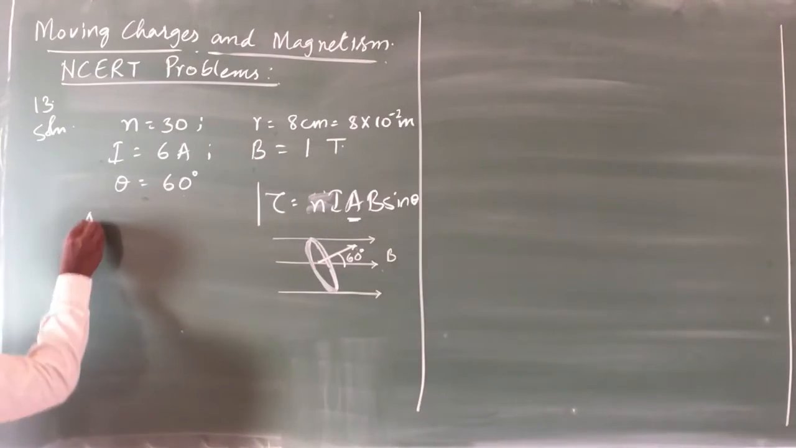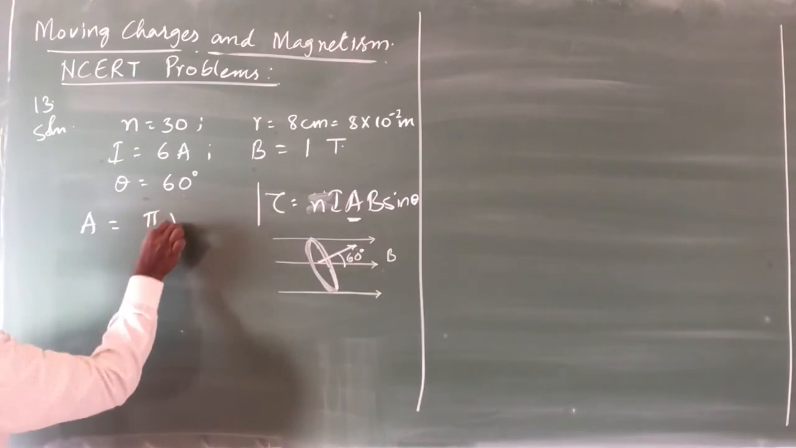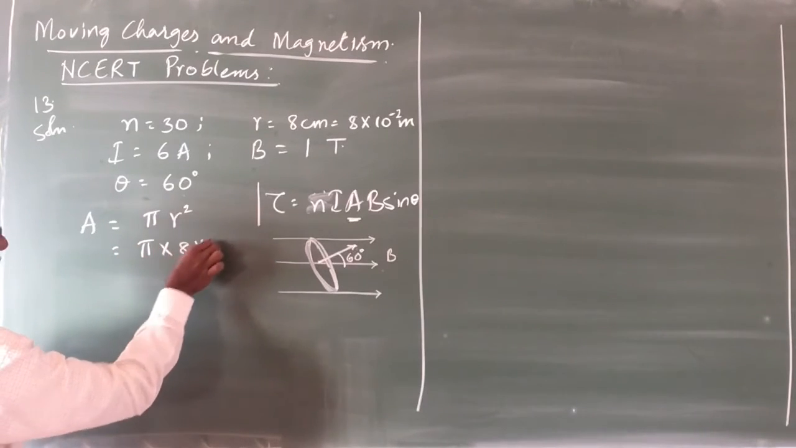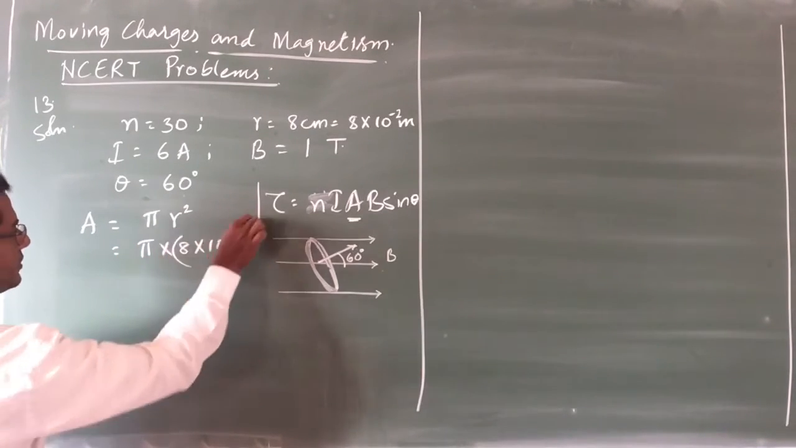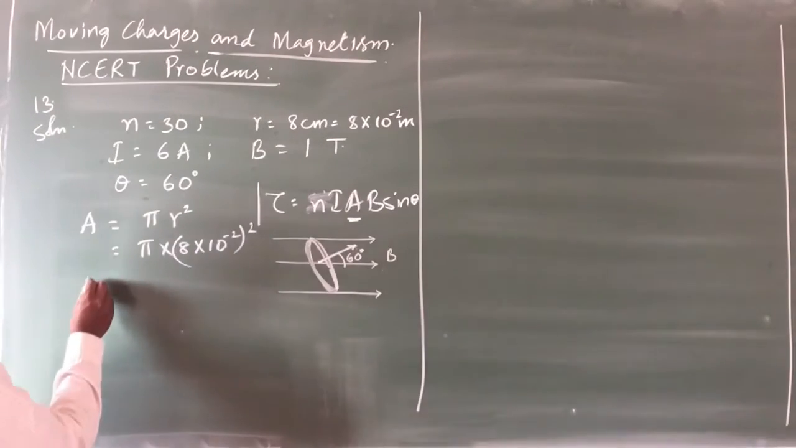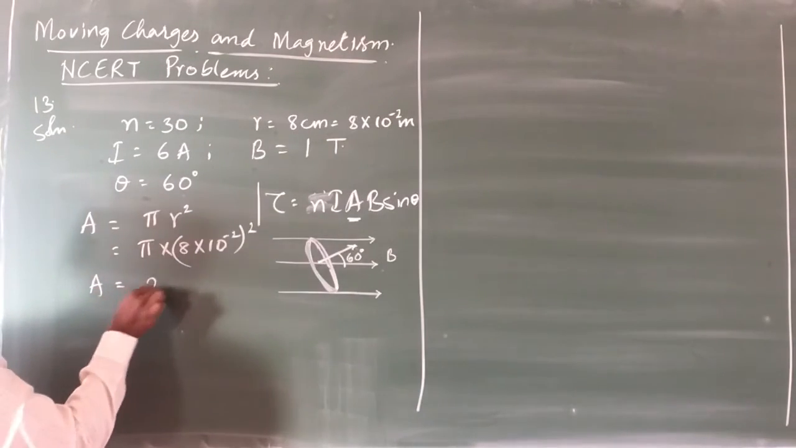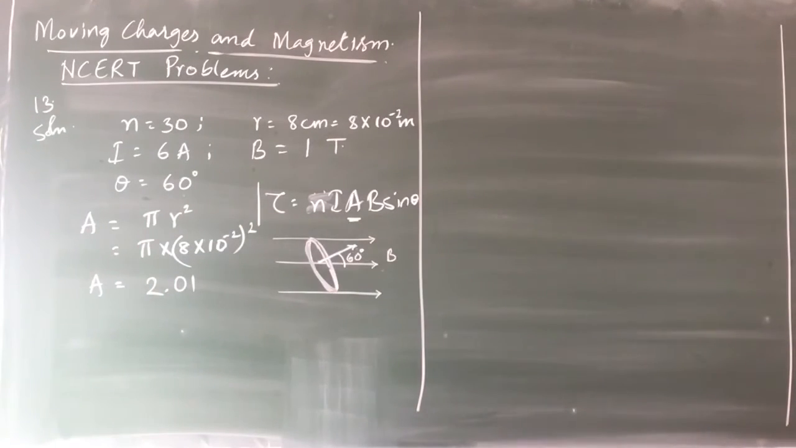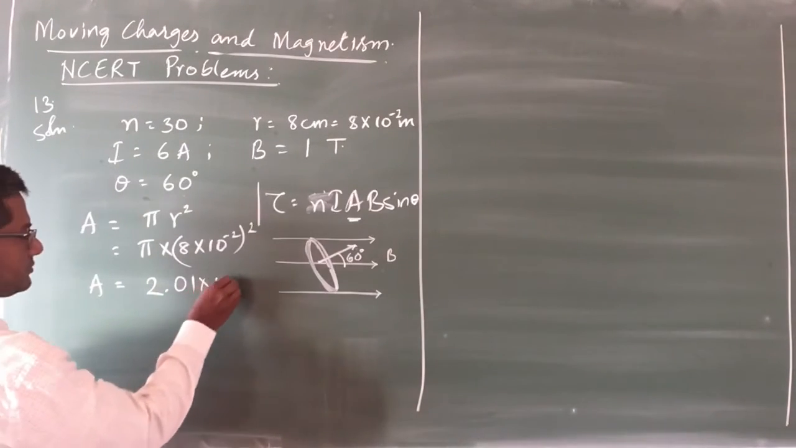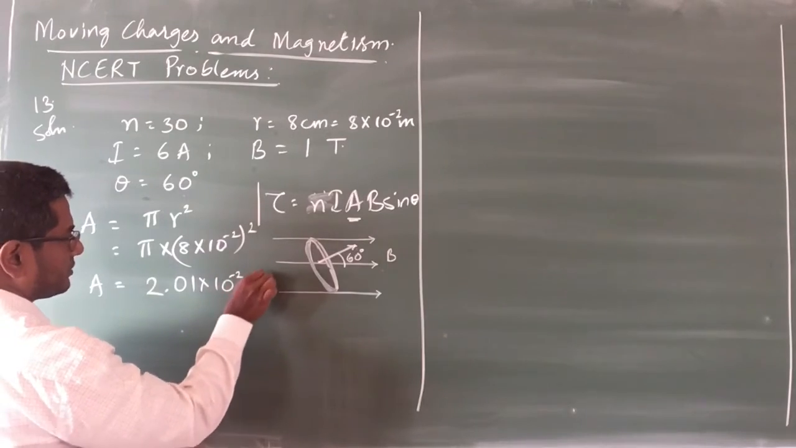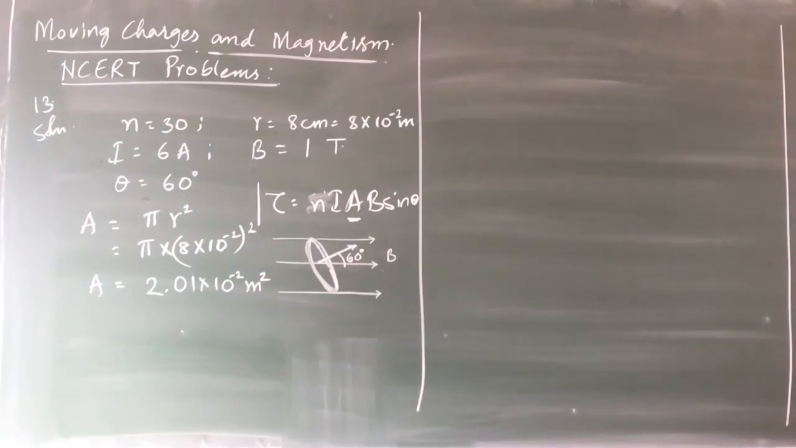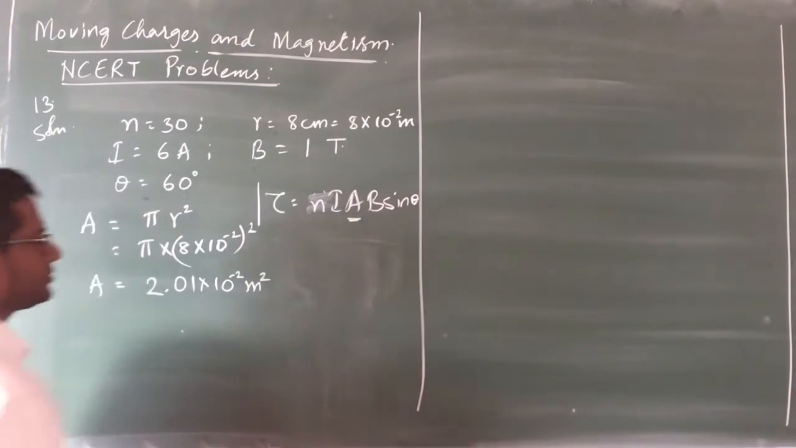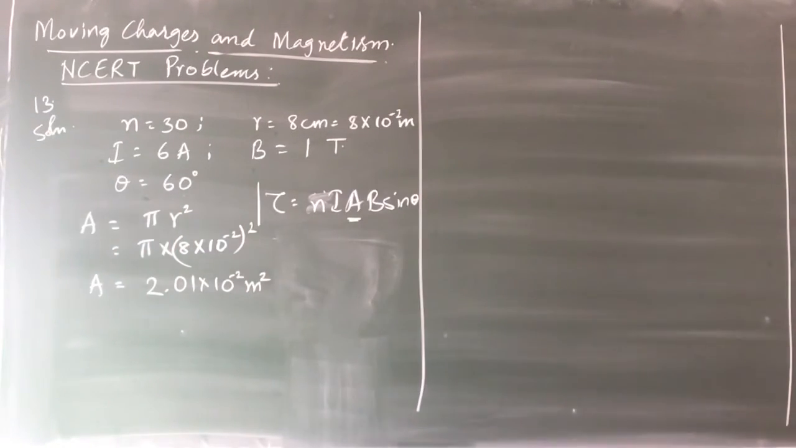Area, directly I can apply A is equal to pi r squared. So it will be pi into 8 into 10 to the power of minus 2, whole squared. If we simplify, I will get it as 2.01 into 10 to the power minus 2 meter squared. So that is the area we have calculated.